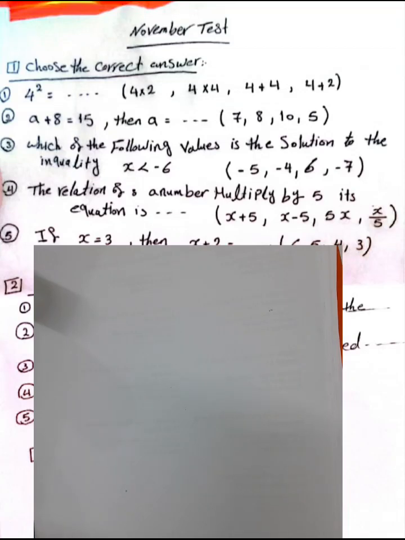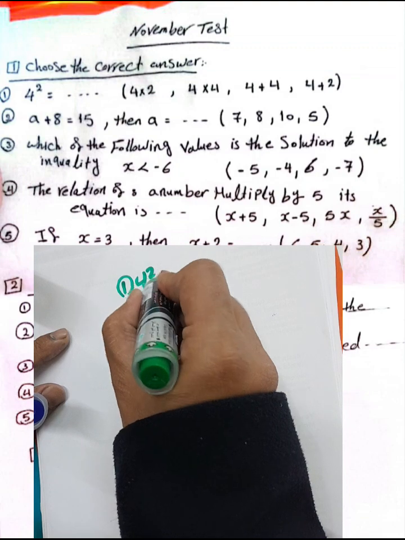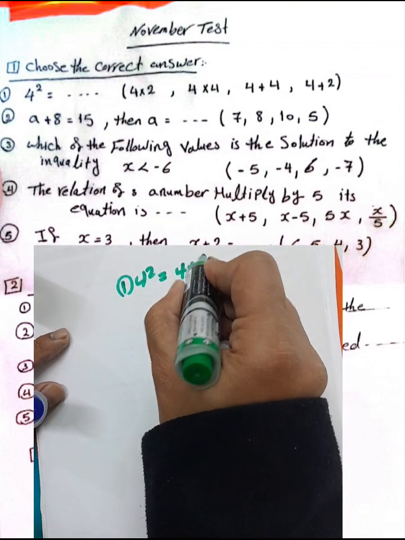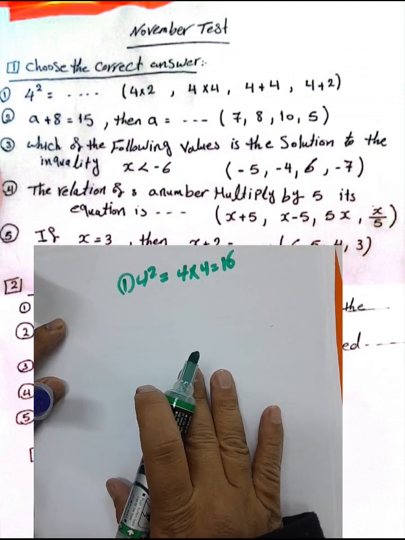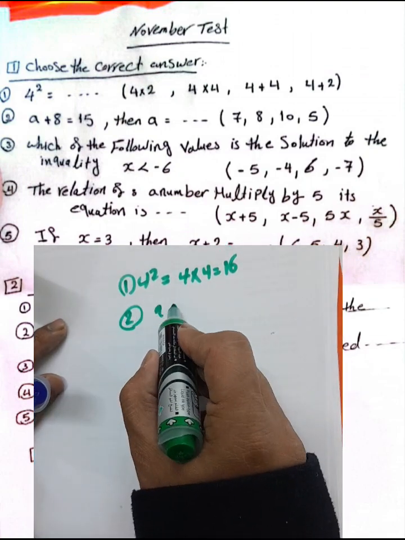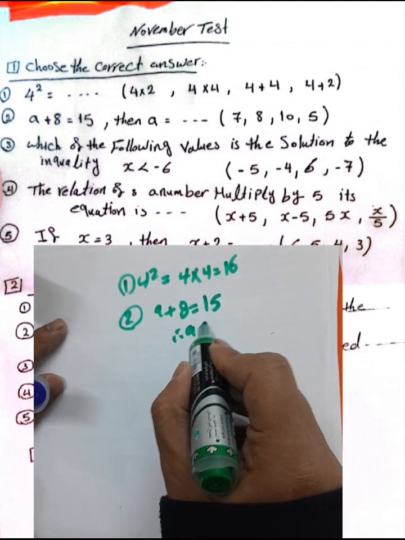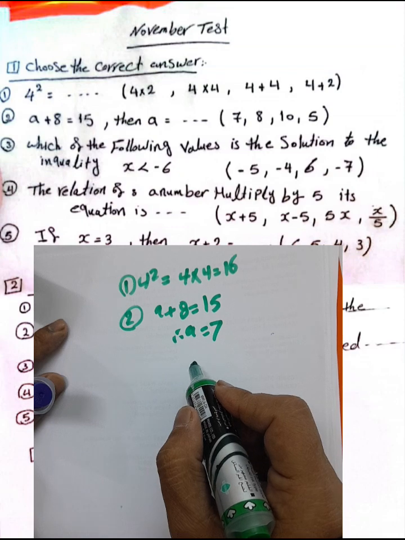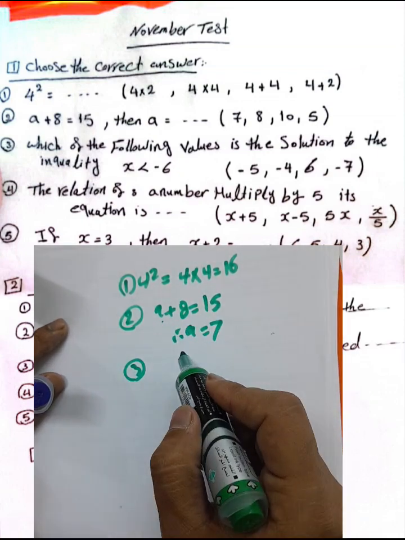Question number 1, 4 power 2, it will be 4 times 4, it will be equal 16. Question number 2, if a plus 8 equal 15, then a will be equal 7. Question number 3, because 7 plus 8 equal 15.